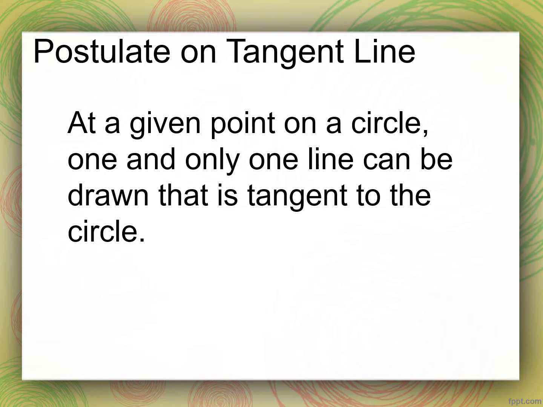Okay, postulate on tangent line. So at a given point on a circle, one and only one line can be drawn that is tangent to the circle. So like what the theorem says, you can only draw one tangent line at every given point on a circle. So again, just take note, only one line, one tangent line for every point.